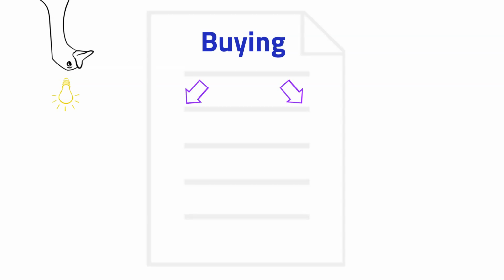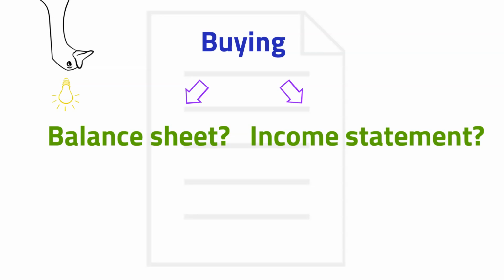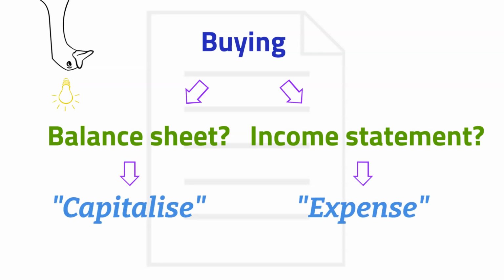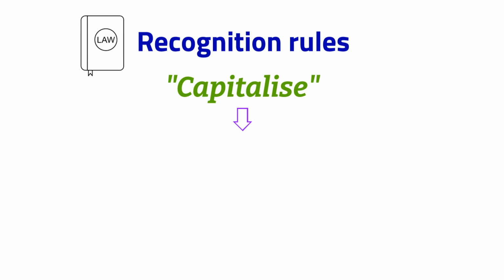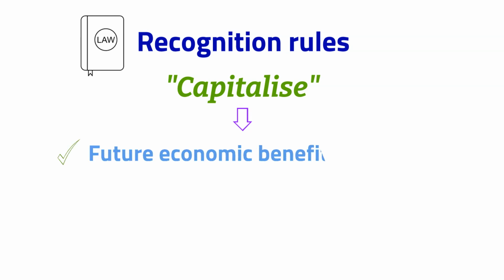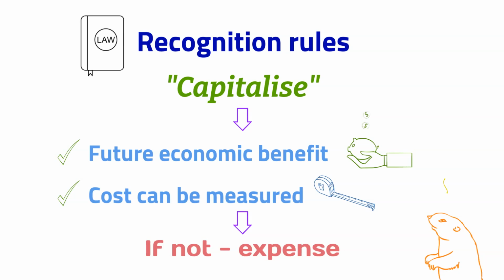So, you are buying something. How do you decide whether to put it on the balance sheet or to expense it directly as a cost in the P&L? By the way, putting things on the balance sheet, if said in a scientific language, would be called to capitalize. Here are some basic recognition rules which are broadly similar in both GAAP and IFRS. You capitalize an item when: first, future economic benefit is probable, it will help you earn money in the future. And second, cost can be measured reliably. Everything else, just expense it immediately.